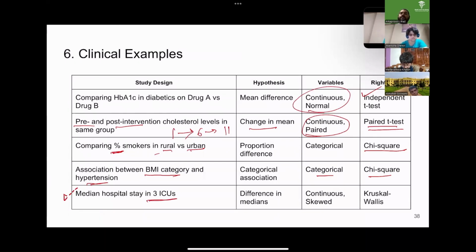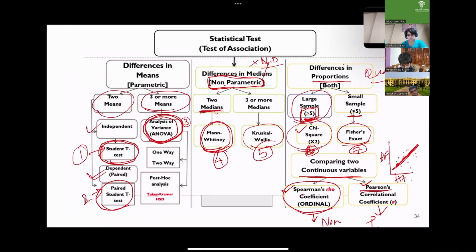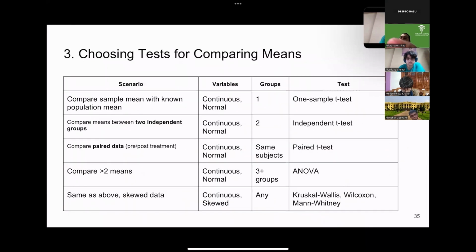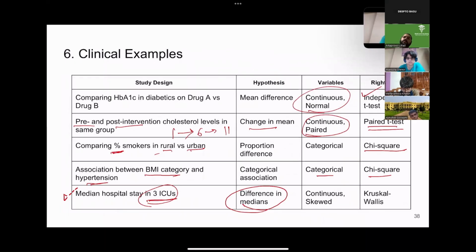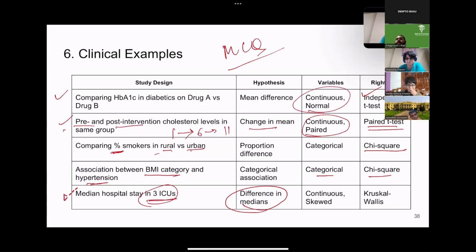Median hospital stay of 3 ICUs. So we are comparing the difference in median of 3. Which one would we use based on the table? 3 or more medians, Kruskal-Wallis. So what you will get in your MCQ question is these kinds of questions. This has been done, this has been done, this has been done. What are the tests to be used? Fine. You get this question correct, and who's stopping you from cracking the NEET PG with flying colors?